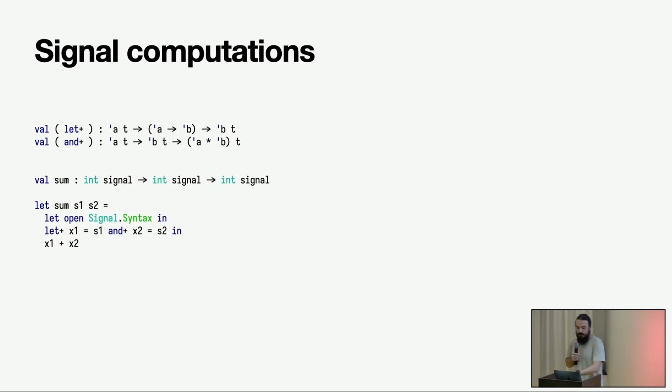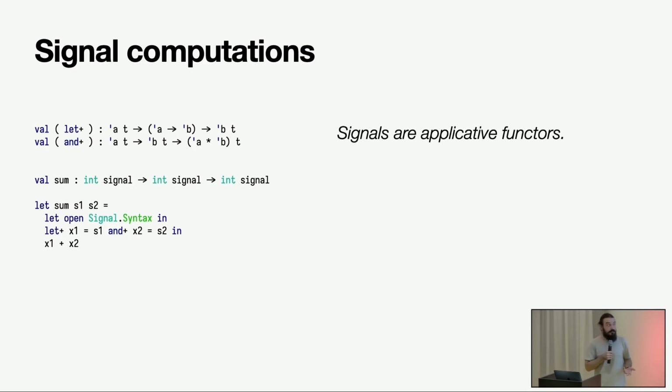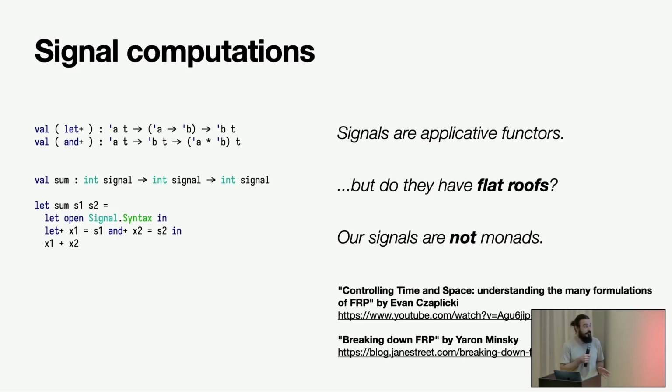So this means that signals are applicatives. But I know what you're thinking. Signals might be applicatives, but do they have flat roofs? Well, turns out that no, these signals do not have flat roofs. They are not monads. And what this fundamentally means is that we can't flatten them. We cannot have signals of signals.